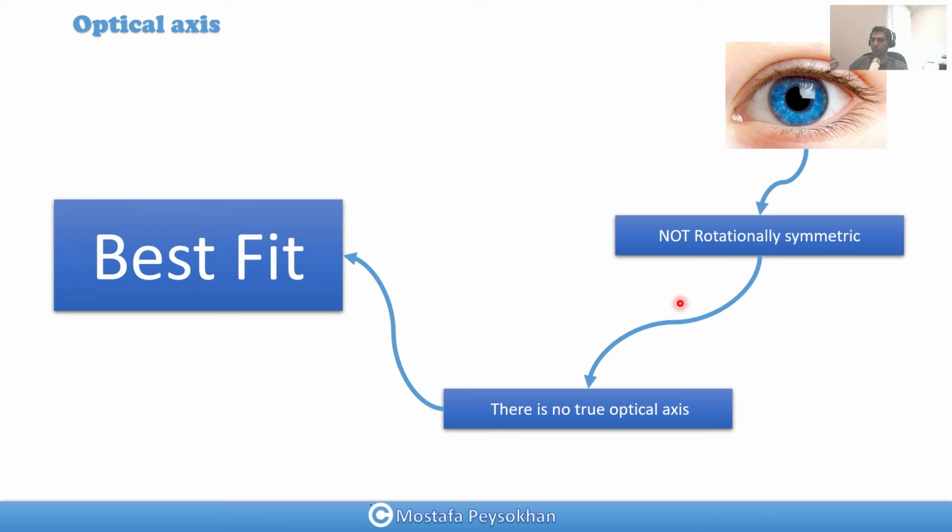So there is no real optical axis for the eye, but the best fit that passes roughly through the centers of the objects that we have in our eye, we call the optical axis of the eye.